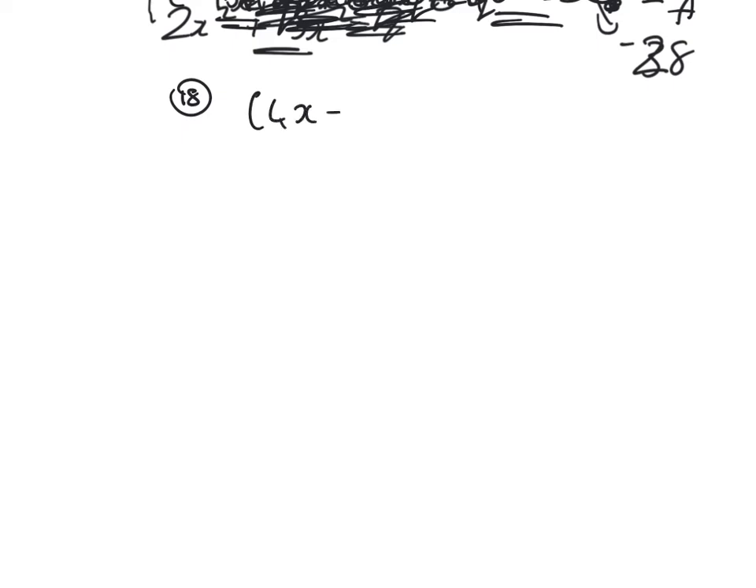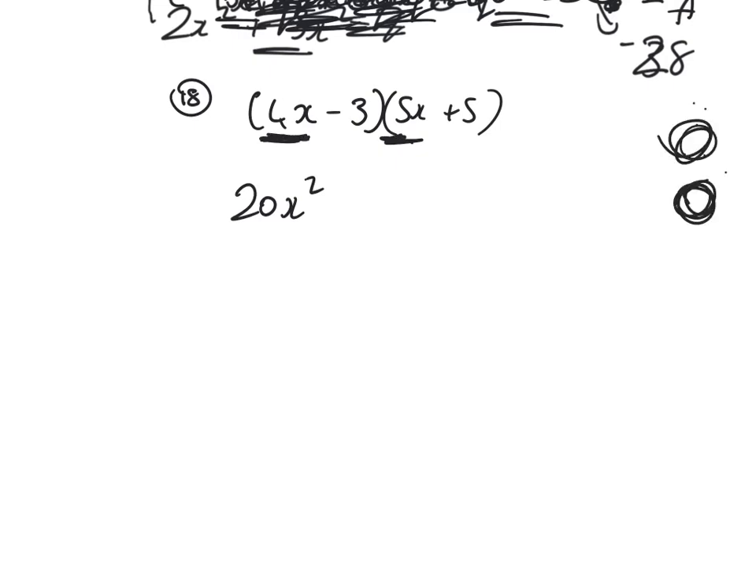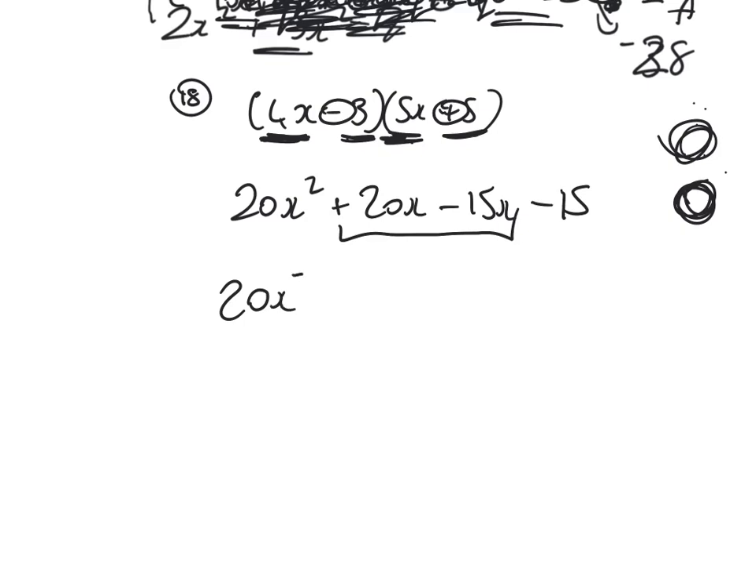Okay, example 18. (4x minus 3)(5x plus 5). Okay, first 4x times 5x is 20x squared. Remember that that's 4 times 5 is 20, and x times x is x squared. Okay, outsides 4x times 5 is 20x, insides minus 3 times 5x is minus 15x, and last minus 3 times plus 5 will be minus 15. Okay, so let's tidy up the middle. 20x squared, 20x take away 15x is 5x, and I've got minus 15 at the end.